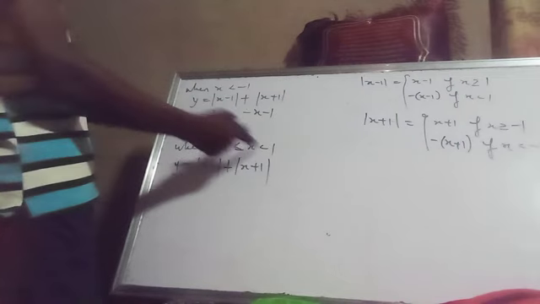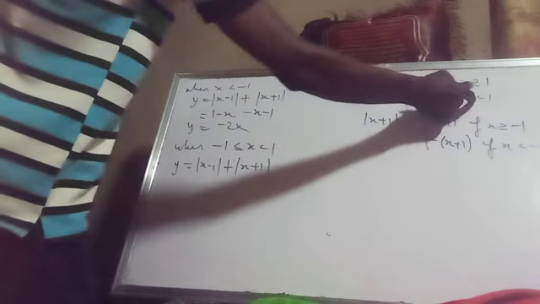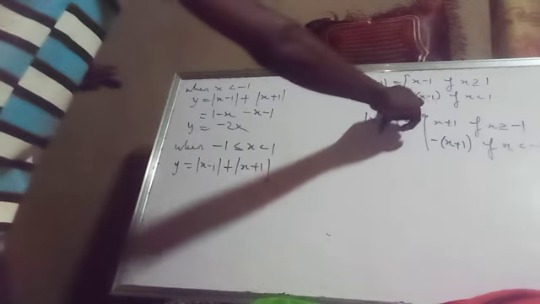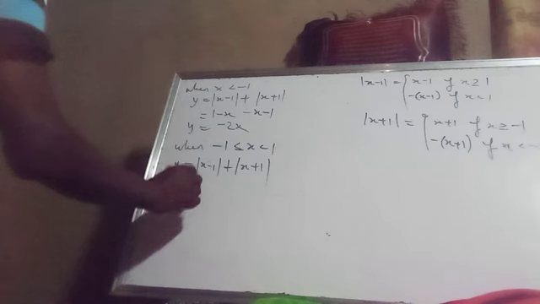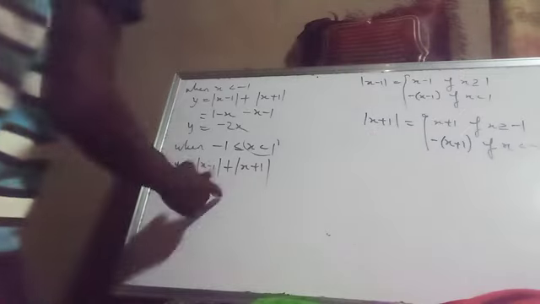Where do we have x less than 1? For x minus 1, this is where we have x less than 1. What value do we have there? This one will be what? Minus x plus 1, that's 1 minus x. So we are using this now. So x less than 1, you write that.